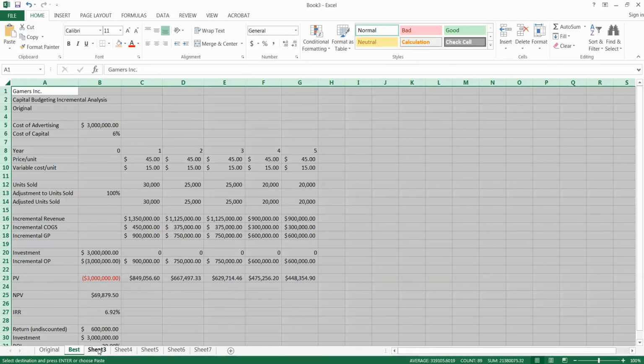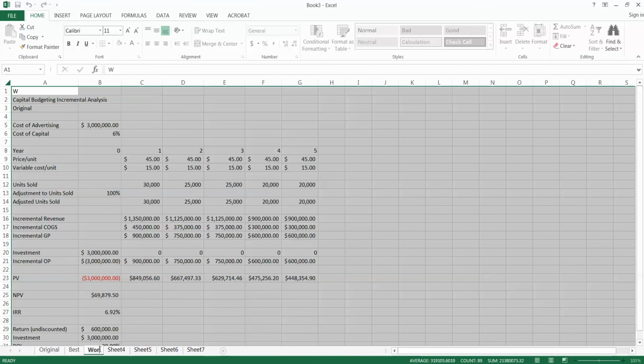We know this is going to be called worksheet worst. This is going to be sensitivity 1. I'm just going to call it 1 and 2, 3, and 4 for the sake of brevity.